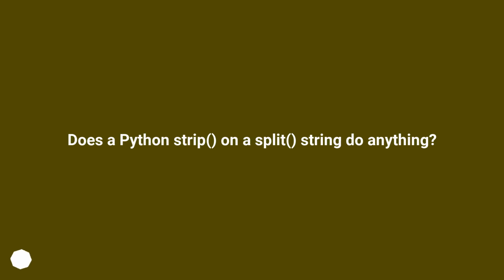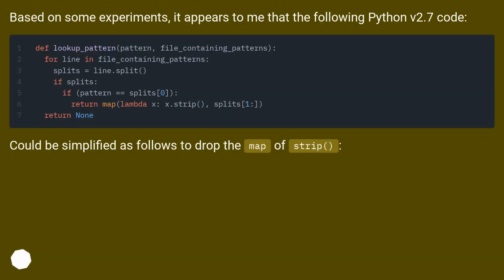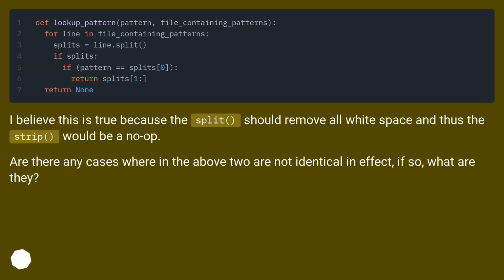Does a Python strip on a split string do anything? Based on some experiments, it appears to me that the following Python v2.7 code could be simplified as follows to drop the map of strip. I believe this is true because the split should remove all white space and thus the strip would be a no-op. Are there any cases wherein the above two are not identical in effect? If so, what are they?